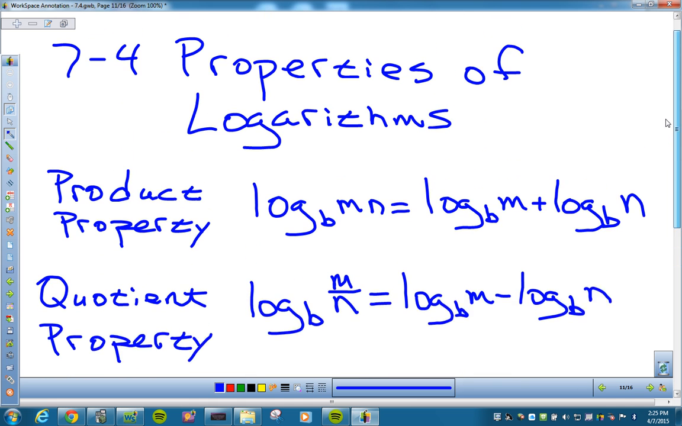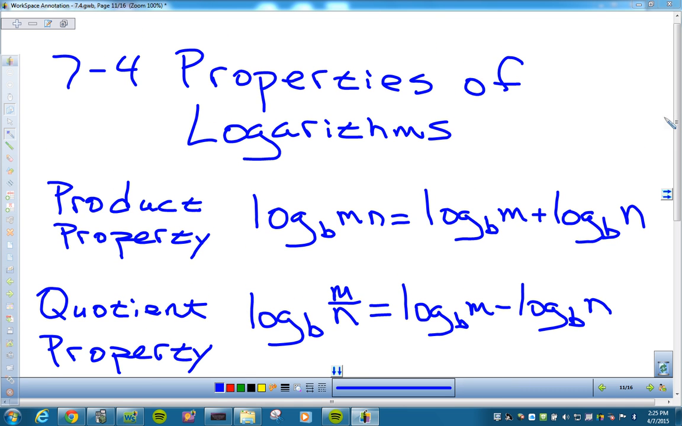Okay, so we have 10 core properties of log. The B is the subscript, and the M and the N are on the same level as the log. When it's multiplication, addition goes with multiplication. So we're going to do this both ways. We're going to go from an expanded logarithm, like this, to a single logarithm, and vice versa.